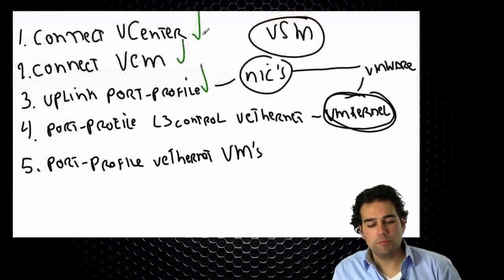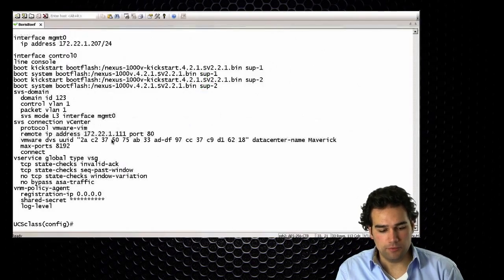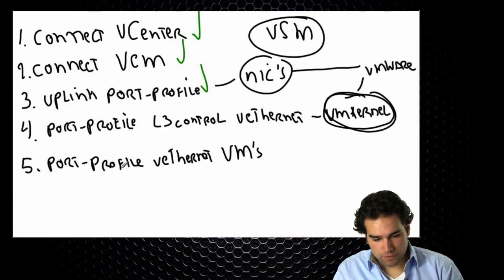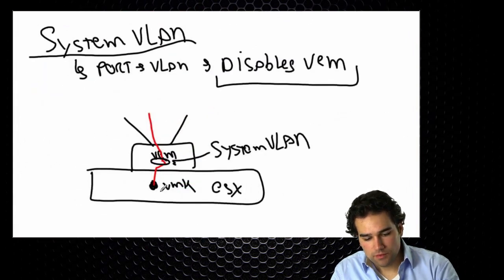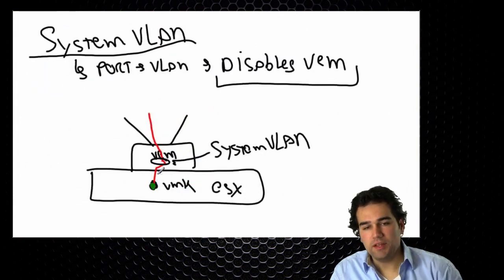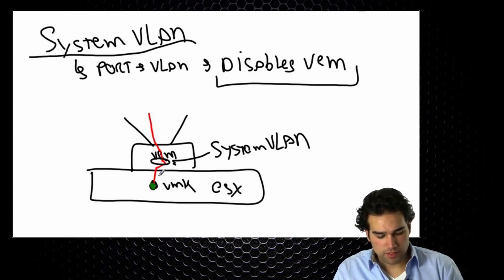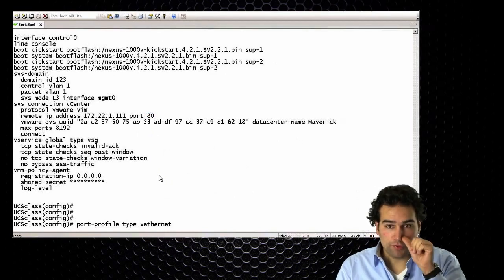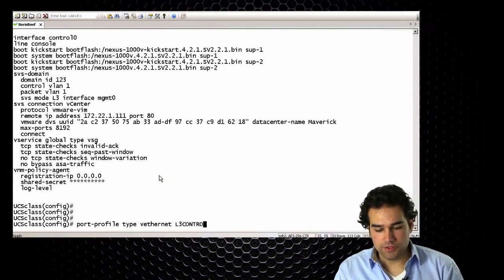I configured my uplink port profile, so now I'm configuring my layer 3 control profile. That layer 3 control profile, remember that VM kernel port is an SVI on my ESX server. So that is a virtual port, meaning I configure a virtual Ethernet port profile and not an Ethernet port profile. And I'm going to call this layer 3 control.